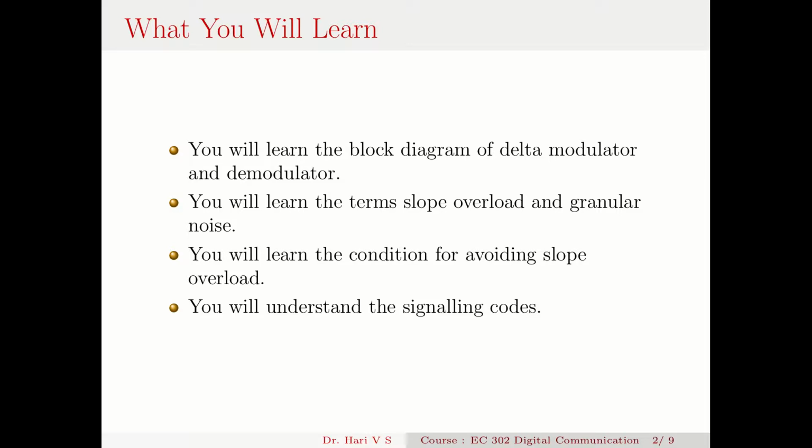So here you will learn the block diagram of a delta modulator and demodulator. Then you will learn the time slope overload and granular noise. Then you will learn the condition for avoiding slope overload, and we will briefly discuss the signaling codes for transmission.